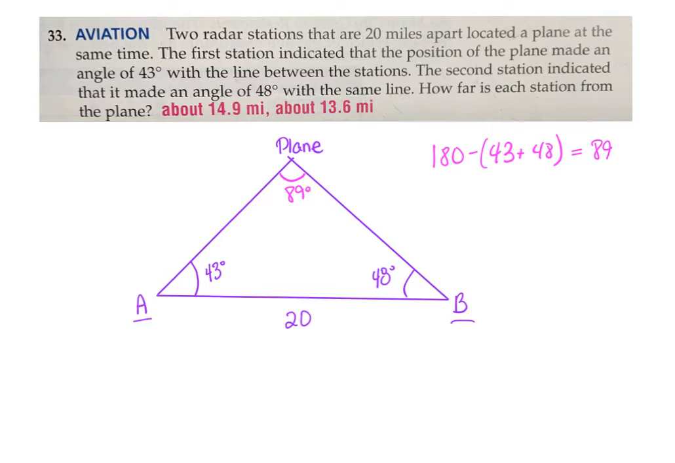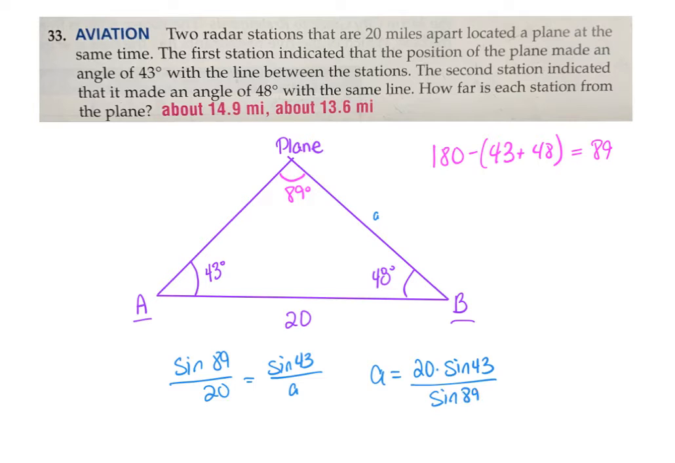Then we're just going to use our law of sines. Sine of 89 over 20 equals sine of 43 over A, and we'll call that side A. Cross multiply, and you will get that A equals 20 times the sine of 43 divided by the sine of 89. When you put it in, round at the end, you get 13.6.